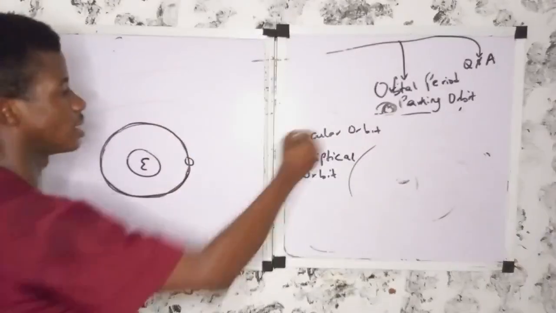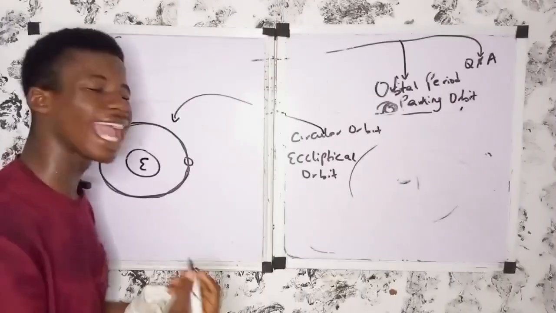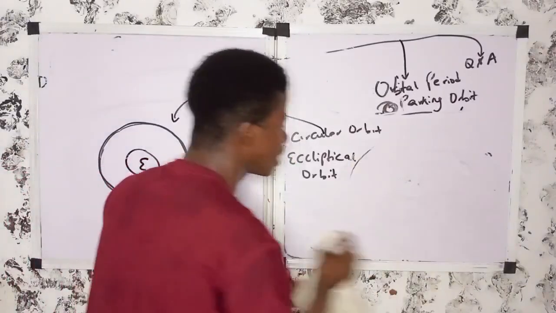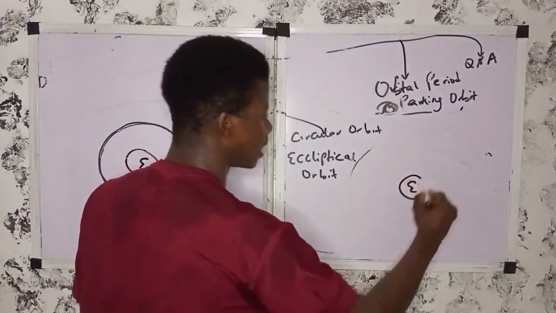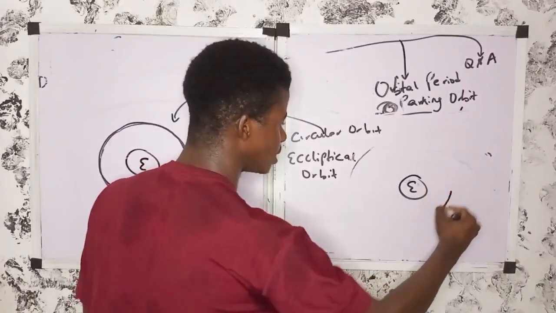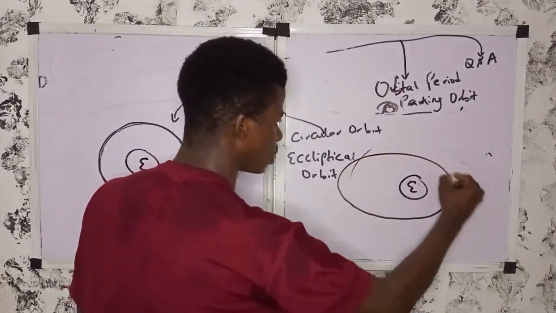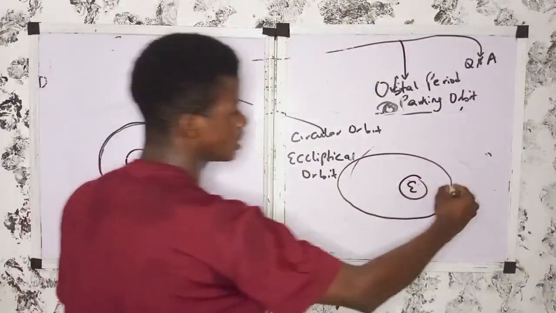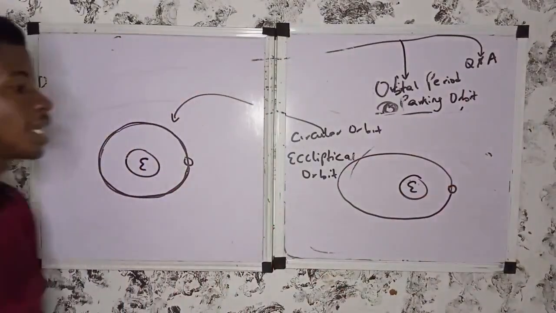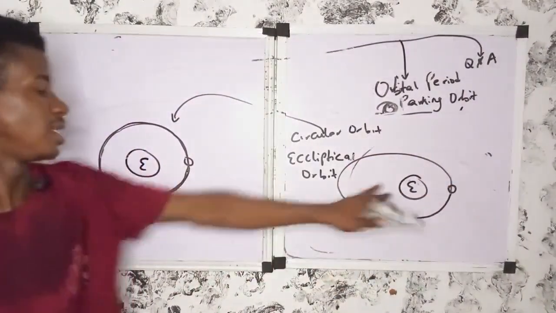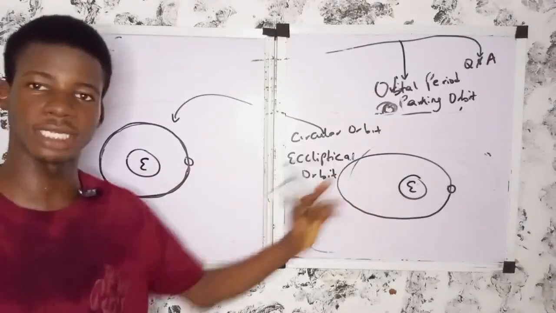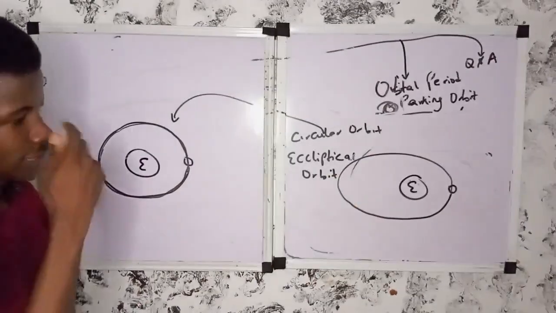Now what about an elliptical orbit? Elliptical orbit will be something like this. This is the Earth, and this is the satellite. So this is a circular orbit, and this is an elliptical orbit.